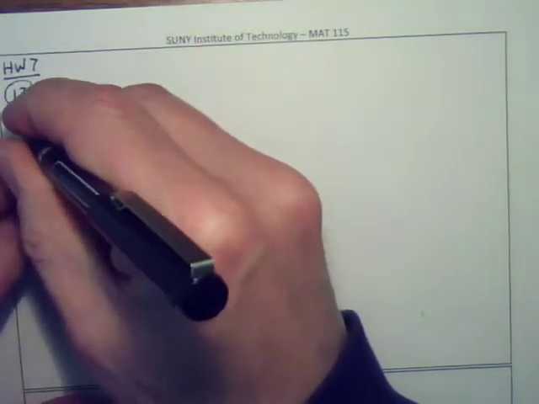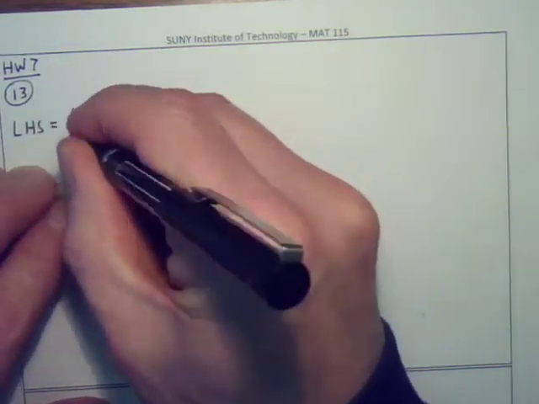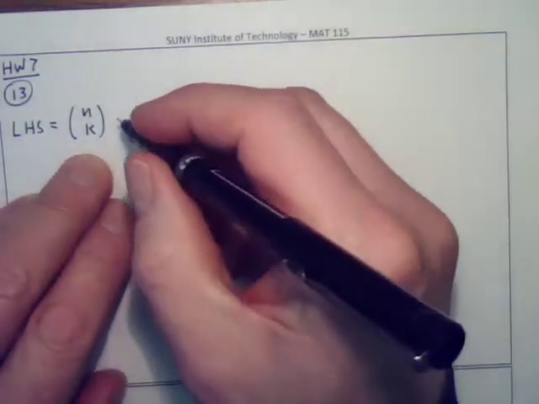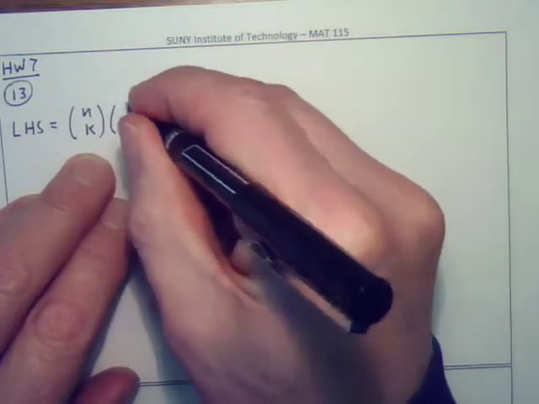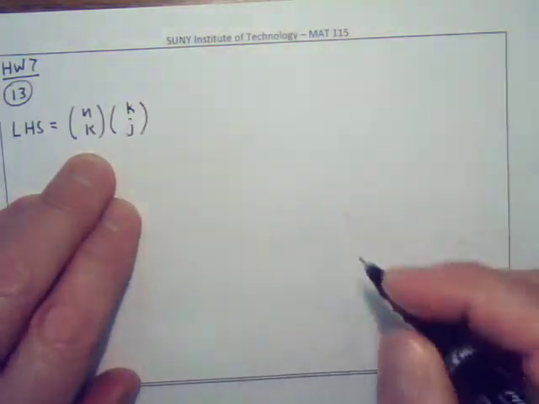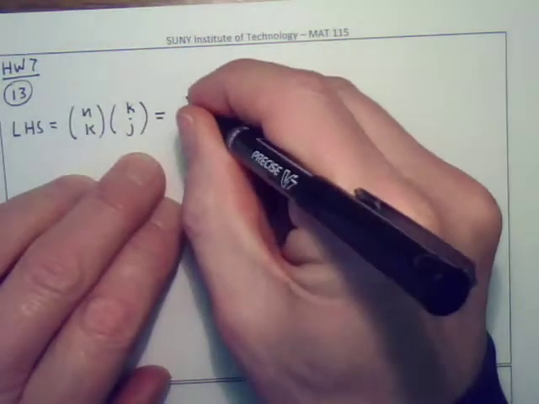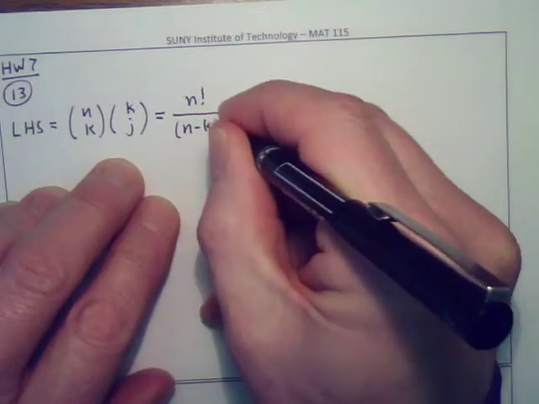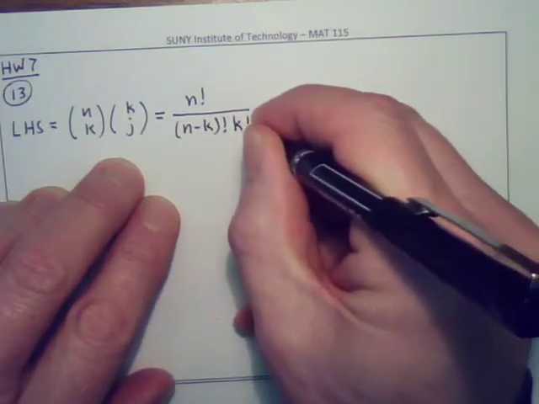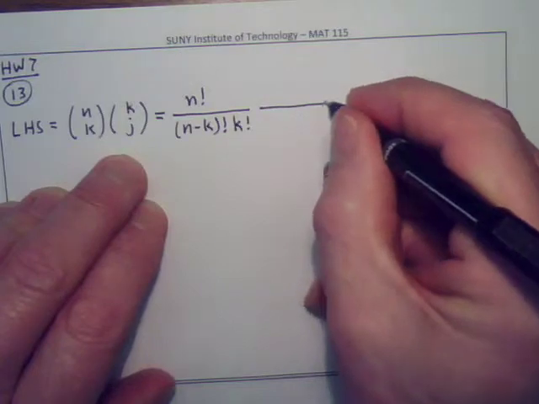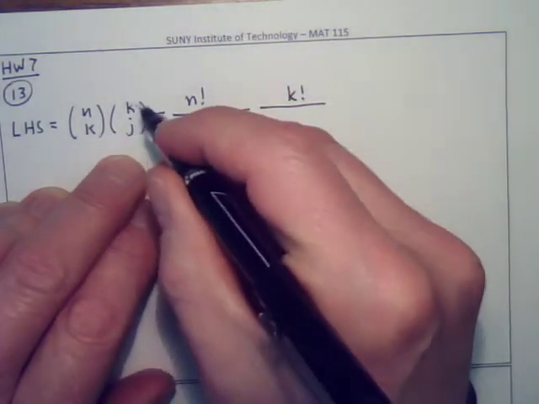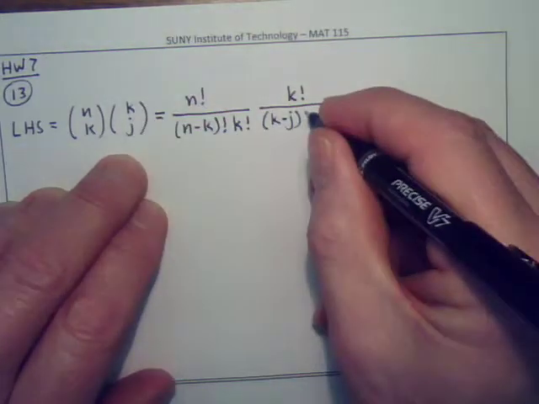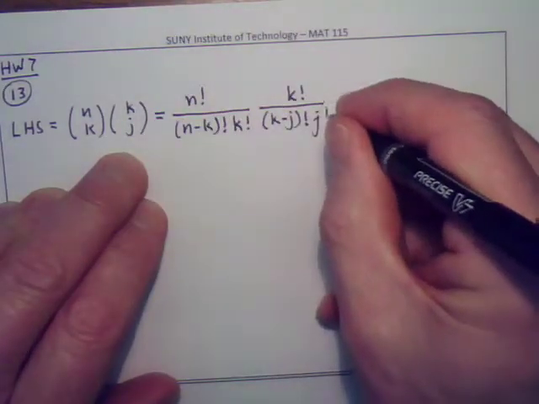So the left hand side is n choose k. That's how we say it in words. And then k choose j. I'll just go ahead and write these out. It's n factorial in the numerator for the first one, and then n minus k factorial and k factorial. And then I've got k choose j, which I'll do over here. K in the numerator, the top one, and then k minus j, the top one minus the bottom one, factorial, and then just the bottom one, factorial.